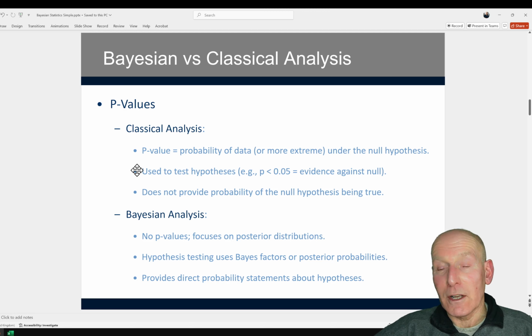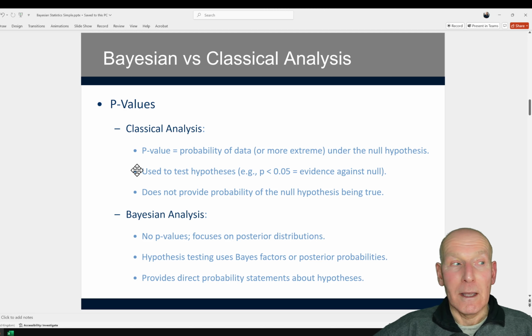Now, one of the disadvantages of this classical methodology is that it doesn't actually give you a probability associated with the null hypothesis. You're just really trying to look at a probability of whether or not the null hypothesis is actually the best explanation for your data, which is usually something like any effect that you're seeing is just down to sampling error.